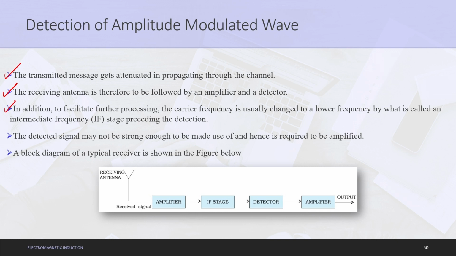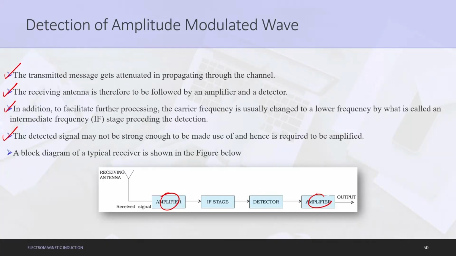The detected signal may not be strong enough to be made use of, and hence is required to be amplified. After detection has been done, there may again be a reduction in strength due to attenuation or other things which may occur in a detector. Due to that, an amplifier is required again for amplification of the signal strength, and hence 2 amplifiers are being used. So, the detected signal may not be strong enough to be made use of, and hence is required to be amplified.